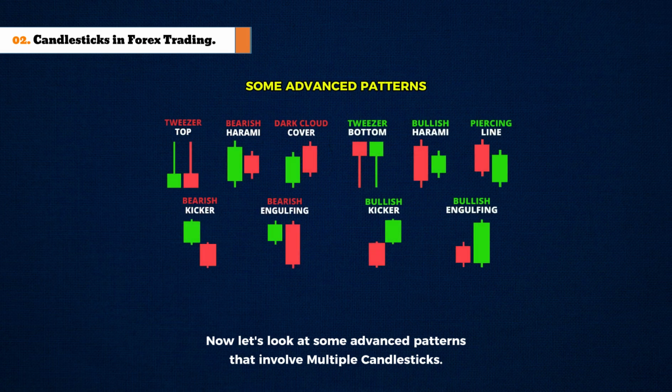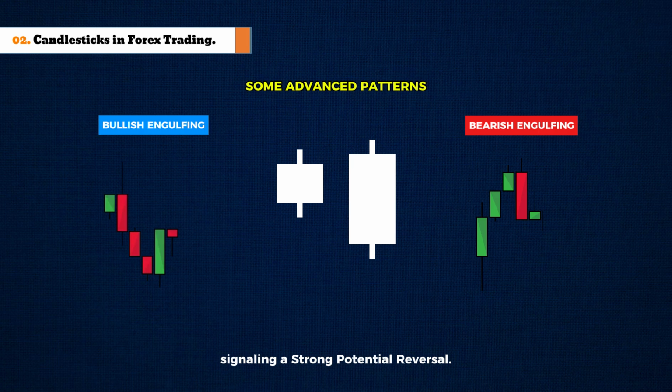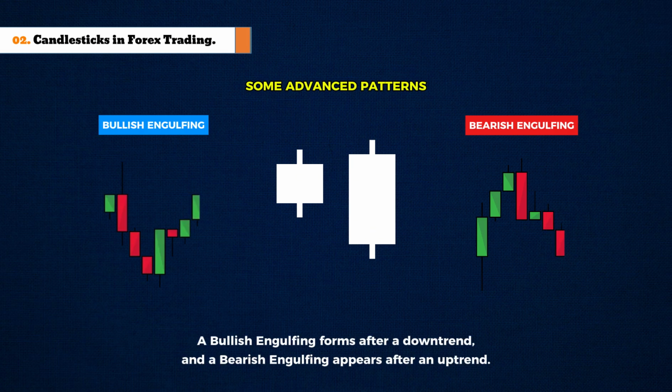Now let's look at some advanced patterns that involve multiple candlesticks. The engulfing pattern occurs when a large candlestick fully engulfs the previous one, signaling a strong potential reversal. A bullish engulfing forms after a downtrend, and a bearish engulfing appears after an uptrend.